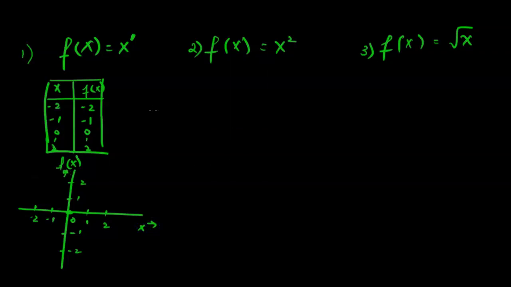Now let's plot these points. When x is -2, y is -2 and that would go here. When x is -1, y is -1, it goes here. When x is 0, y is 0, goes here. x is 1, y is 1. x is 2, y is 2. All we have to do is join these points and we get a straight line passing through the origin. So this is how a linear parent function graph looks.